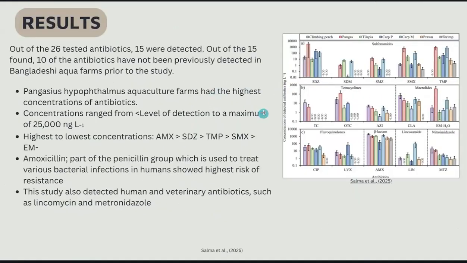So the results: out of the 26 tested antibiotics, 15 were detected, and out of the 15, they actually found that 10 of those weren't previously detected in Bangladeshi aqua farms and wastewater prior to the study. Out of all the different species of fish, Pangas fish usually had the highest concentrations of antibiotics, and the concentrations themselves ranged from below levels of detection to a maximum of 25,000 nanograms per volumetric liter.